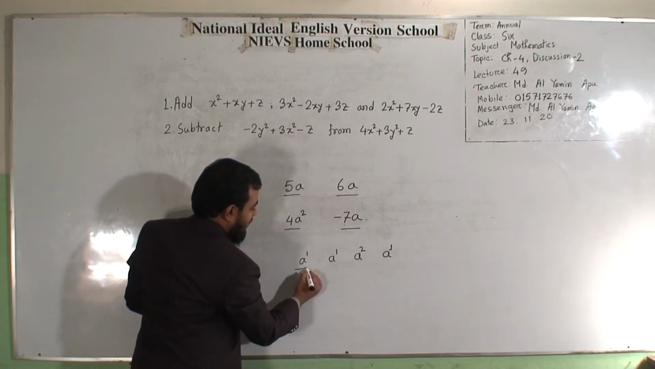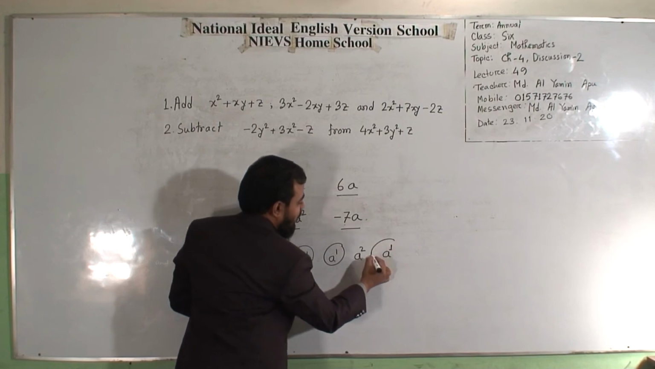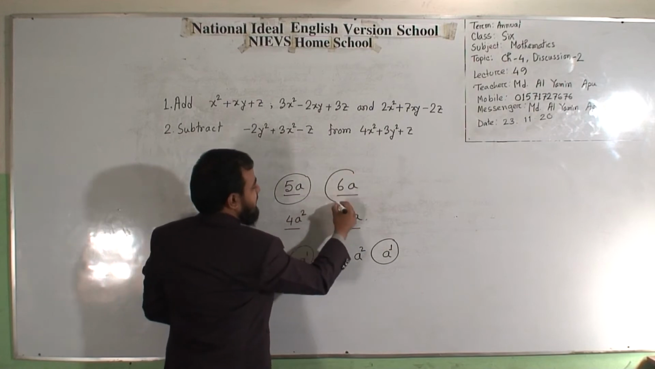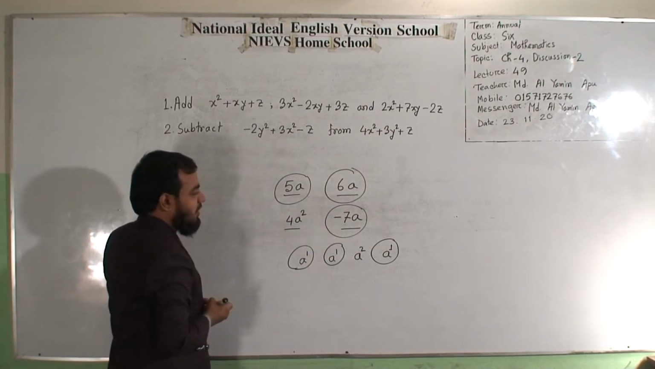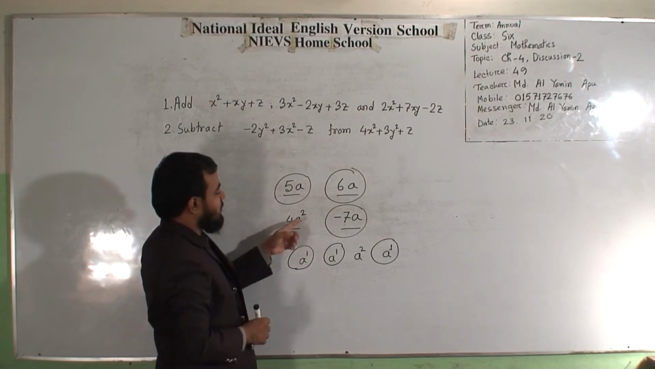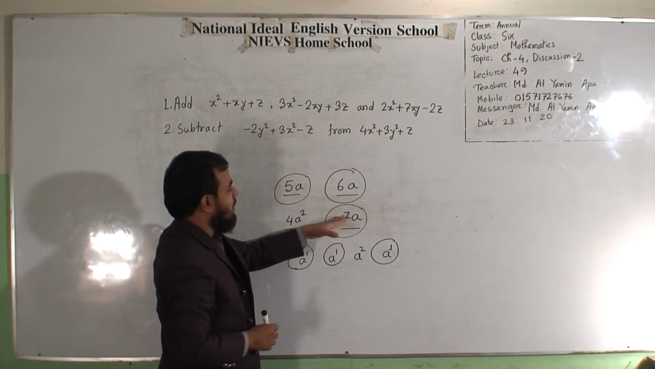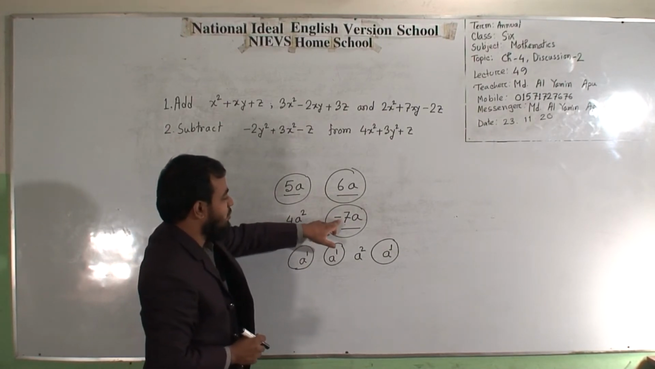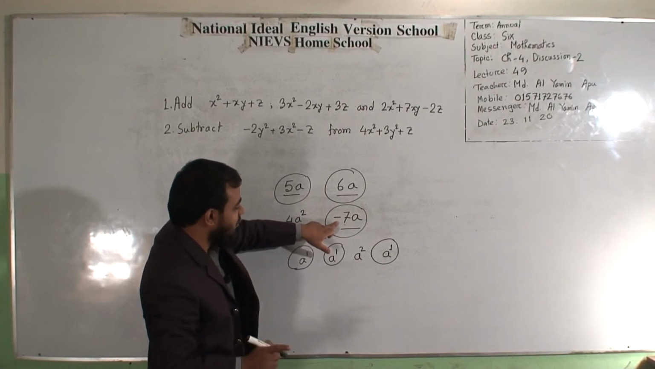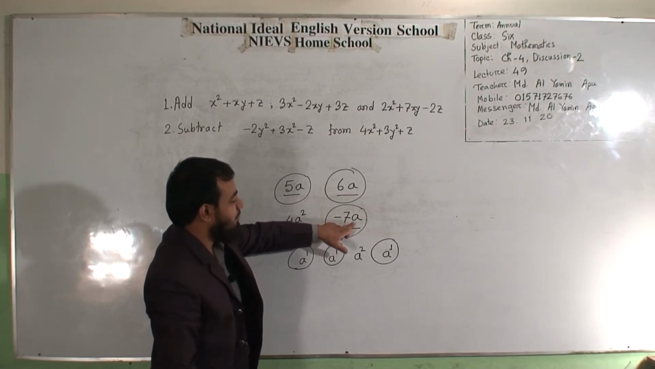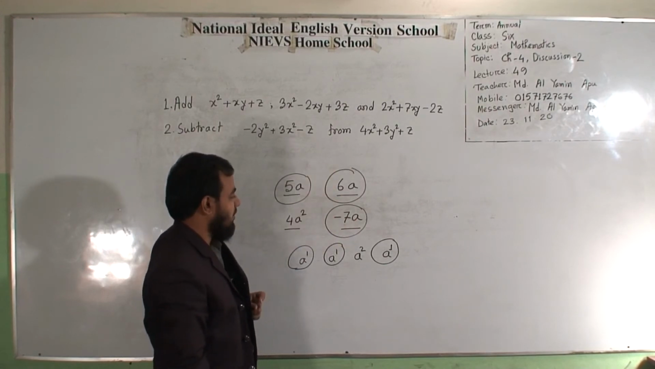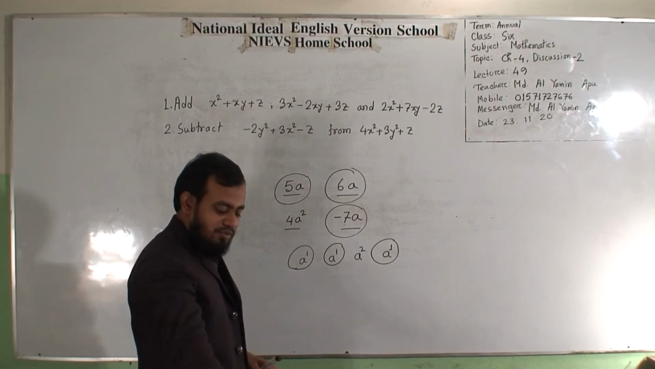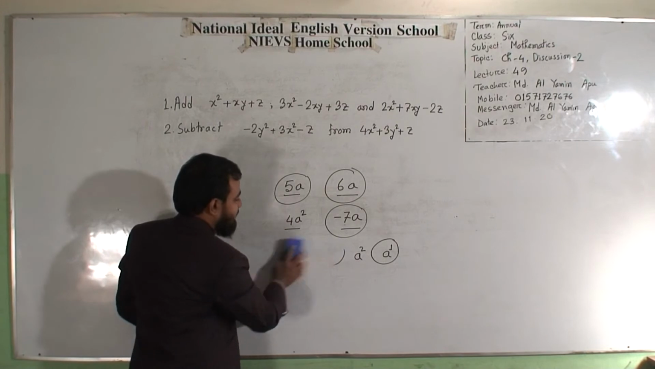That means these three, a to the power 1, a to the power 1, a to the power 1, are the same. That is why we can say 5a, 6a and minus 7a are similar terms, but 4a square is a dissimilar term to 5a, 6a or minus 7a. This has a minus sign, but it is also a similar term because we need only consider the variable's base and power. If the variables' base and power are the same, then we call those terms similar terms, okay?